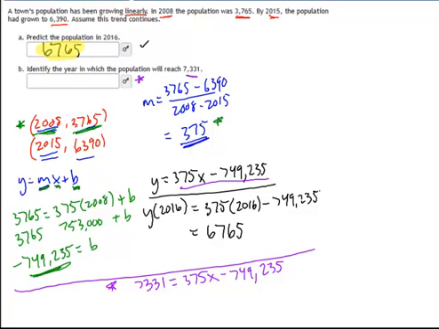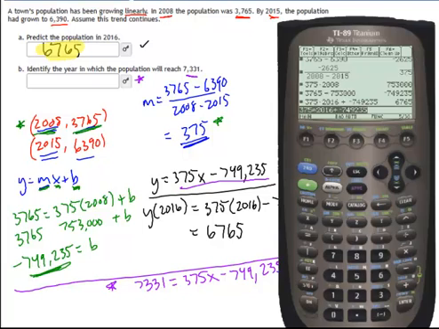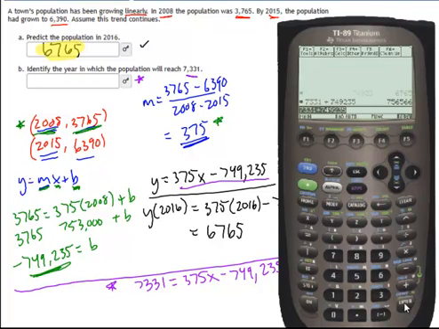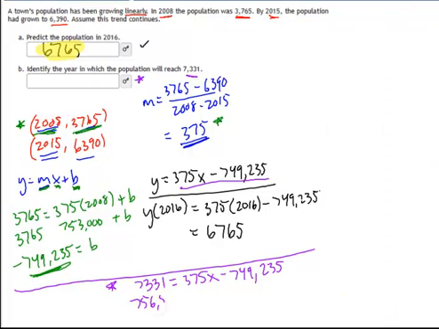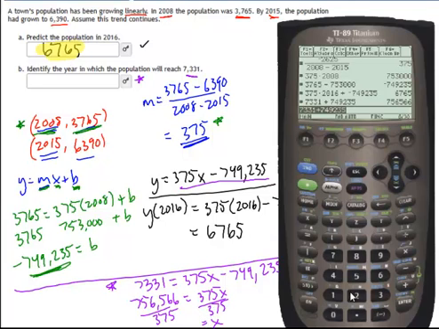In a problem like this, I'm going to add the constant to the other side. If I add 749,235 to both sides, I have 7,331 plus that 749,235. That gives me 756,566 is equal to 375x. Divide both sides by 375, and I'll get my time value here.